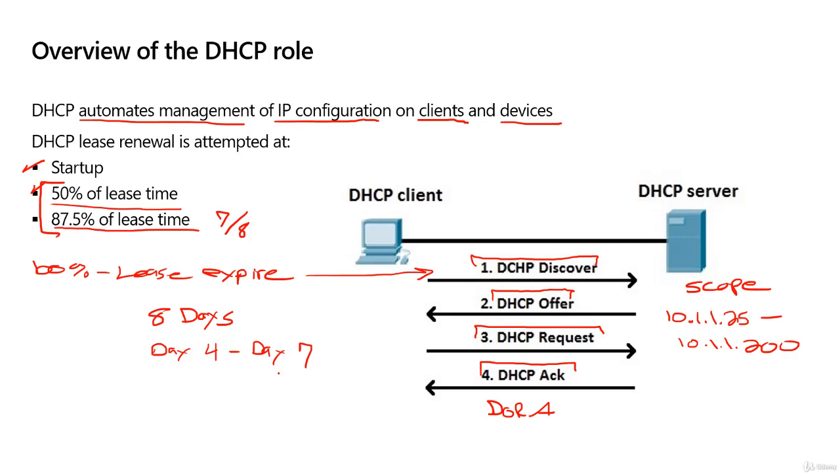Now, if you make this a 1-day lease or a 30-day lease, it still attempts to renew at 50% and 87.5. So you can't adjust that or anything. Just an FYI, that is.